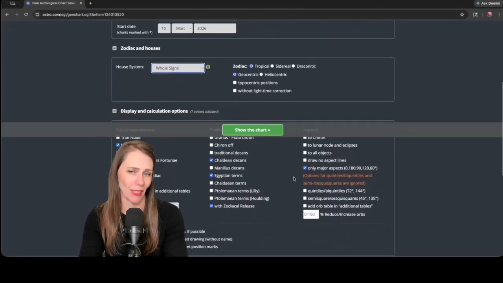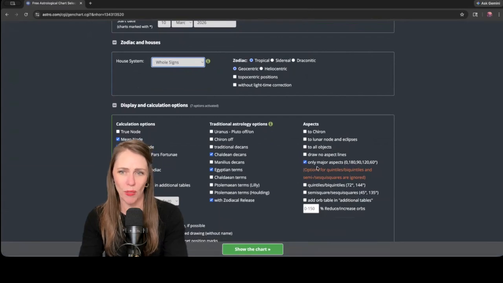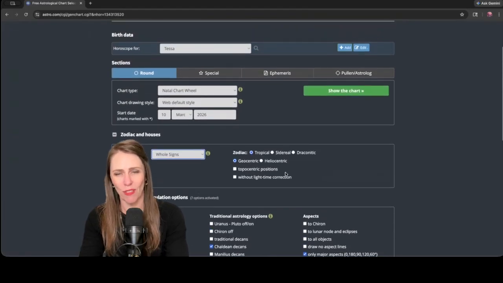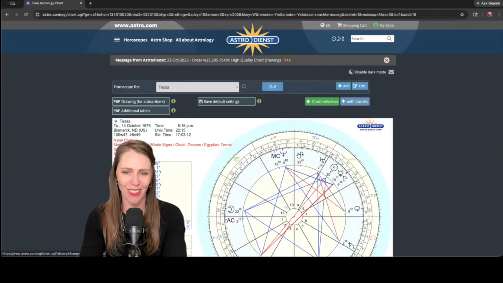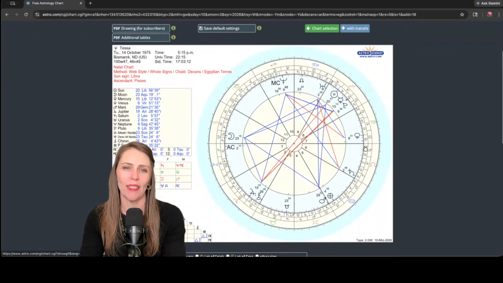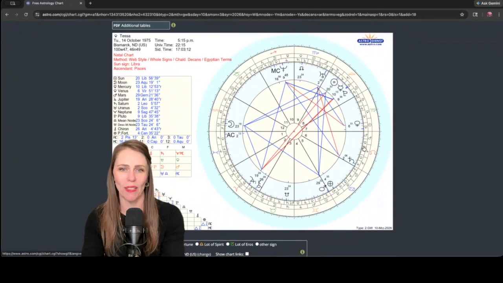What I would actually recommend is just doing the major aspects. You can turn Chiron off if you want to, if you don't want to look at that. But there's a lot of different stuff you can do there. But once you finally get the things you want to have to look at, you're going to pull your chart. And this is Tessa's chart. Fabulous. Here we go.